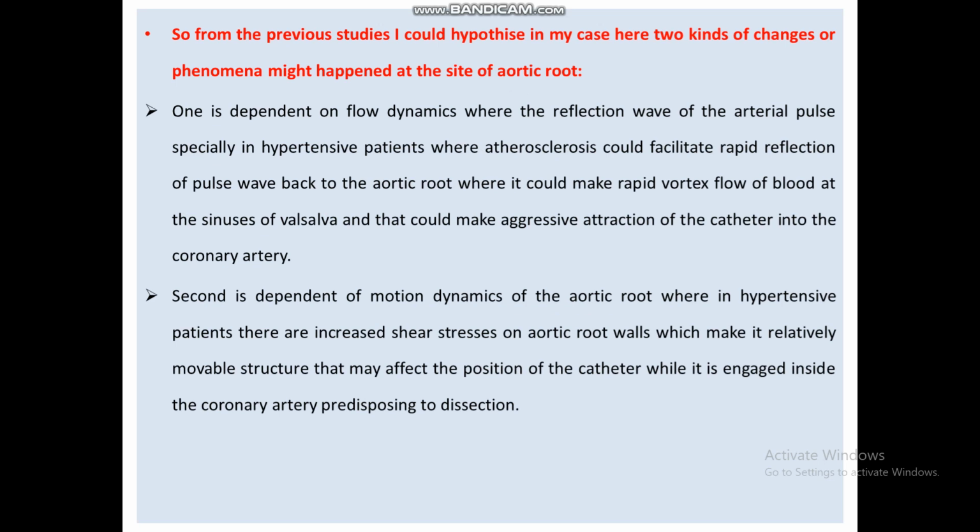So from the previous studies, I could hypothesize in my case two kinds of changes or phenomena that might happen at the site of the aortic root. One is dependent on fluid dynamics, where the reflection wave of the arterial pulse, especially in hypertensive patients where atherosclerosis could facilitate rapid reflection of the pulse wave back to the aortic root, could make rapid vortex flow of blood at the sinuses of Valsalva, and that could make aggressive attraction of the catheter into the coronary artery. The second is dependent on the motion dynamics of the aortic root, where in hypertensive patients there are increased shear stresses on the aortic root walls, which make it a relatively movable structure that may affect the position of the catheter while it is engaged inside the coronary artery, predisposing to dissection.